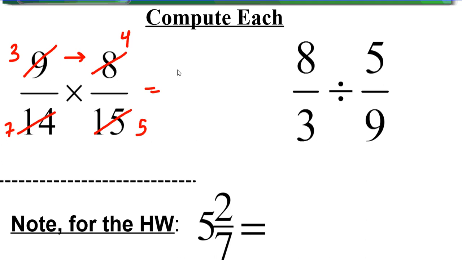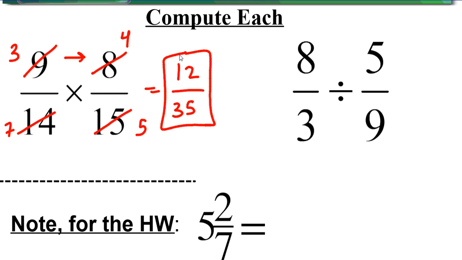3 times 4 makes 12. 7 times 5 makes 35, and it's simplified. Over here, how do I divide fractions? I divide fractions by multiplying by the reciprocal. A little simple example would be dividing by a half. If you divide into halves, you have twice as many pieces because the pieces are half the size they were before. Dividing by a half is the same as multiplying by 2.